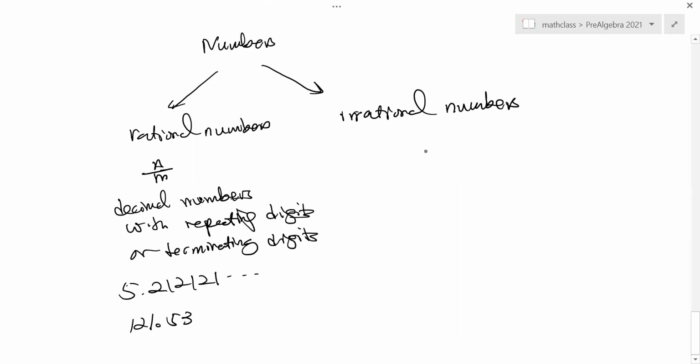Irrational numbers like square root 2, square root 3, square root 5, almost all of them, square root 6, square root 7, even square root 8. Those are all irrational numbers, because you're not able to express them as an integer over another integer.